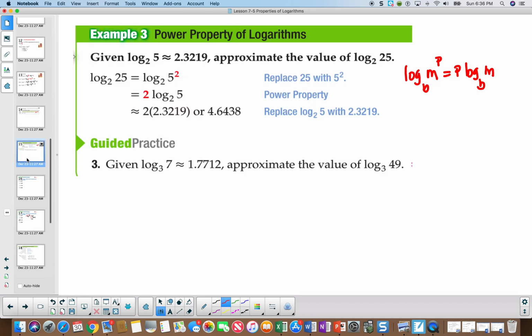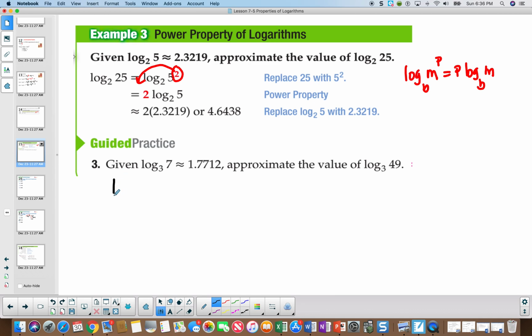All right, let's go ahead and use that property right here to approximate log base 2 of 25. So log base 2 of 25, 25 is 5 to the second. And this is an exponent, which I can bring over here to the side. That's going to be 2 log base 2 of 5. And since I know log base 2 of 5 is this expression, I can multiply.